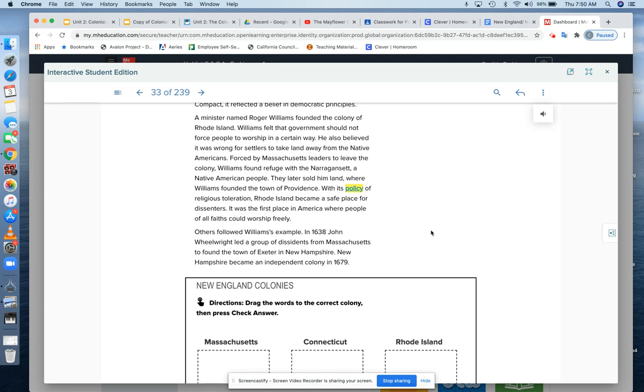With its policy of religious toleration, Rhode Island became a safe place for dissenters or people who disagreed with Puritans. It was the first place in the American colonies where people of all faiths could worship freely, however they wanted to. Others followed Williams's example. In 1638, John Wheelwright led a group of dissidents from Massachusetts to found the town of Exeter in New Hampshire. New Hampshire became an independent colony in 1679.